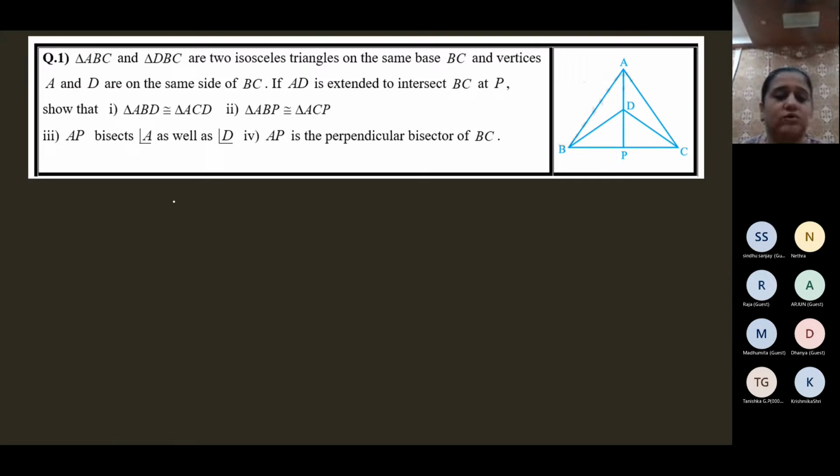Okay, so for those, if it is not clear, I just want to repeat. Look at the triangles separately. Look at ABD and ACD separately. This is ABD. Okay, this is ACD.